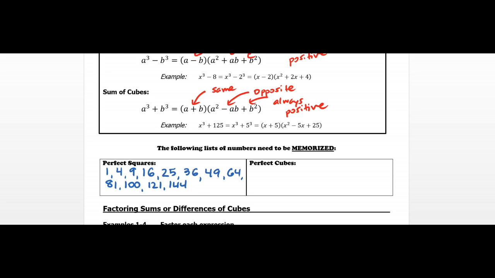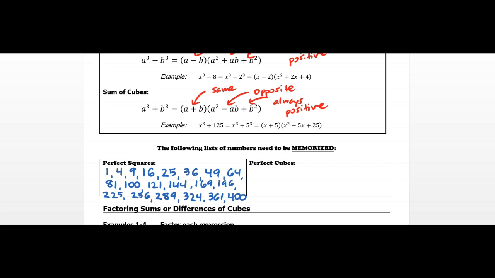We're going to continue that list now up through 20. So 13 squared would be 169, 14 squared 196, 15 squared would be 225, 16 squared 256, 17 squared is 289, 18 squared is 324, 19 squared is 361, and 20 squared is 400. So those 20 numbers right there, 1 through 400, those perfect squares, need to be memorized. You need to be able to recognize those as perfect squares because that's going to help you a whole lot when you're factoring.